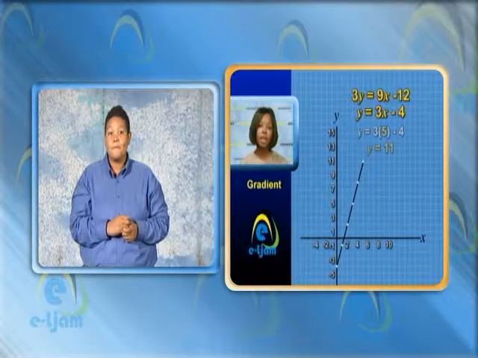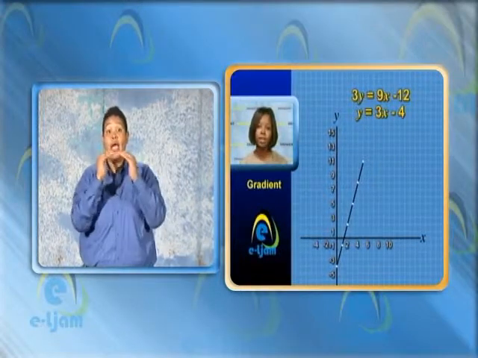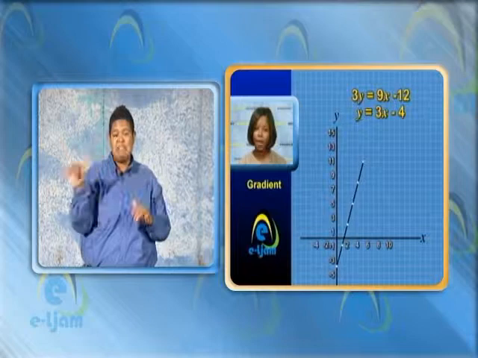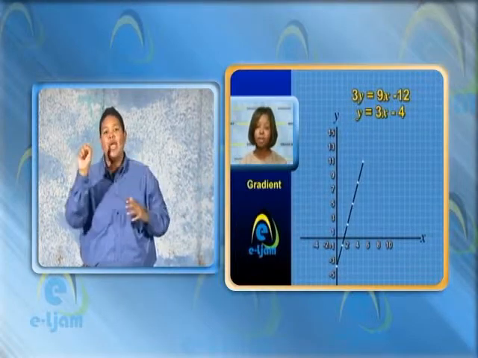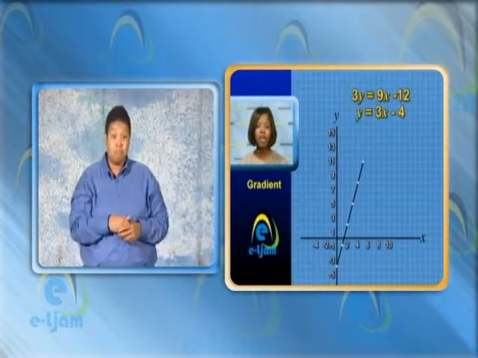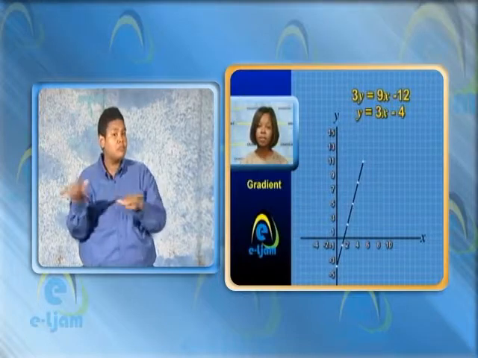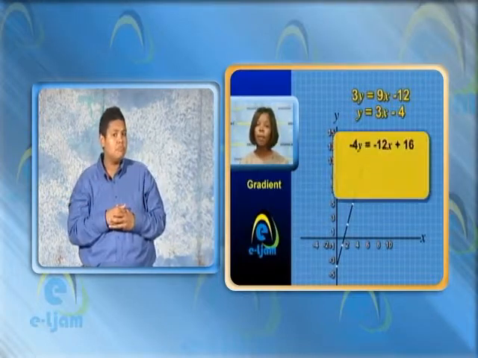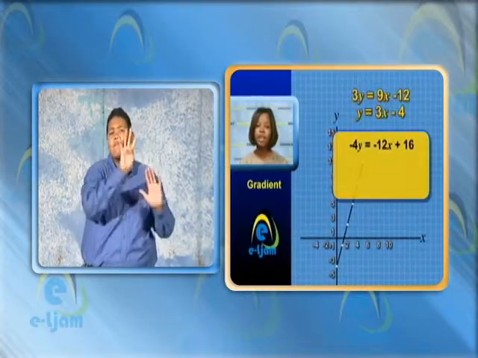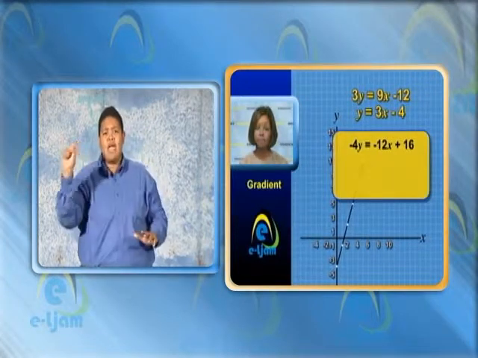So we see that 3y = 9x - 12 is the same as y = 3x - 4. Could you think of another equation equal to this? How about -4y = -12x + 16?